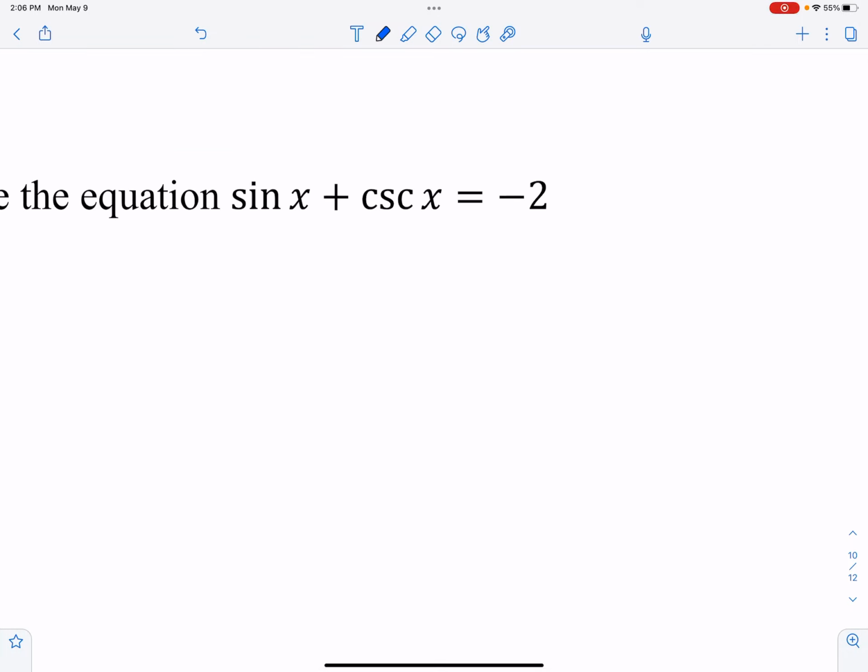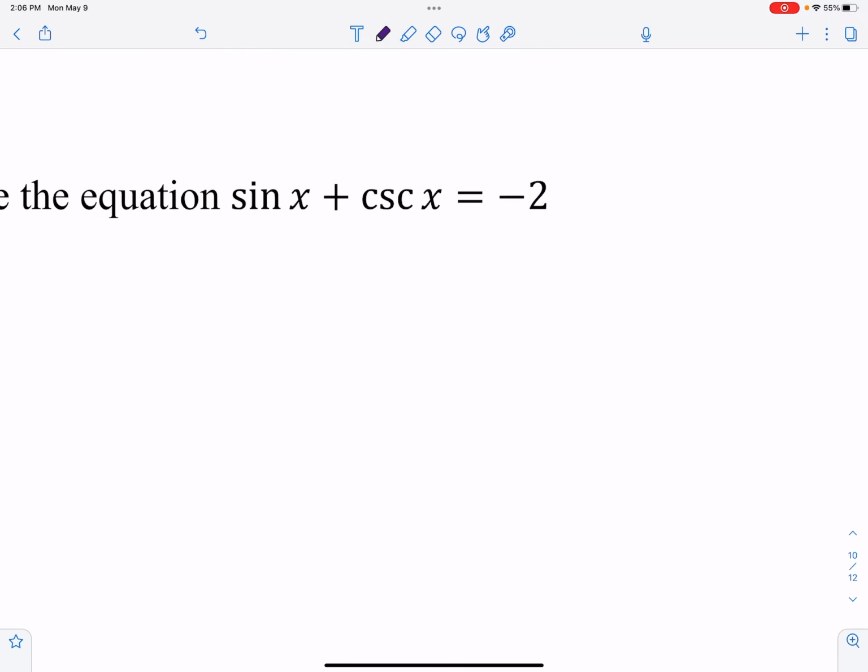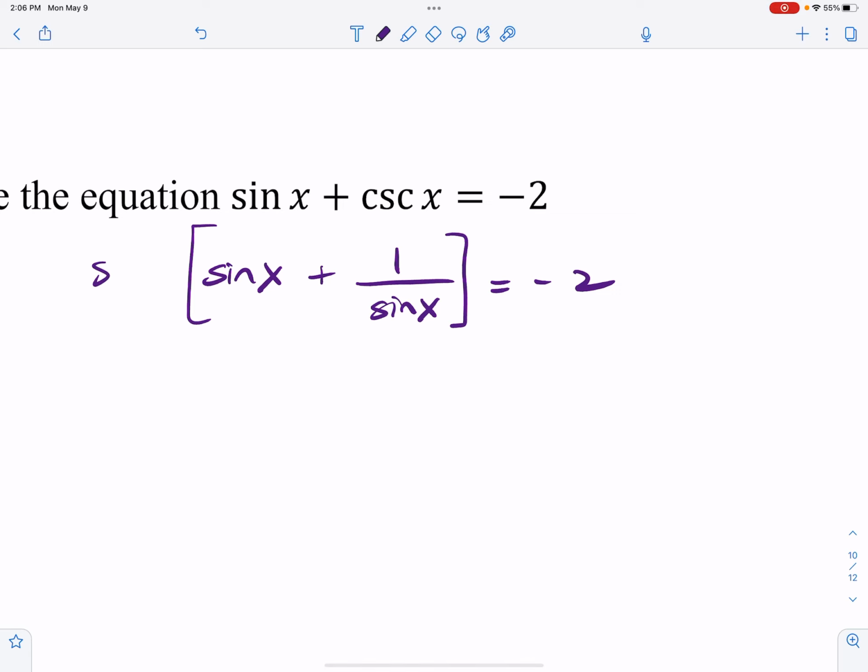Okay, this equation, well, cosecant is 1 over sine. So I could rewrite this as sine plus 1 over sine equals -2. And we could think about multiplying by sine on both sides of the equation so that the left-hand side becomes sine squared plus 1 equals -2 sine.